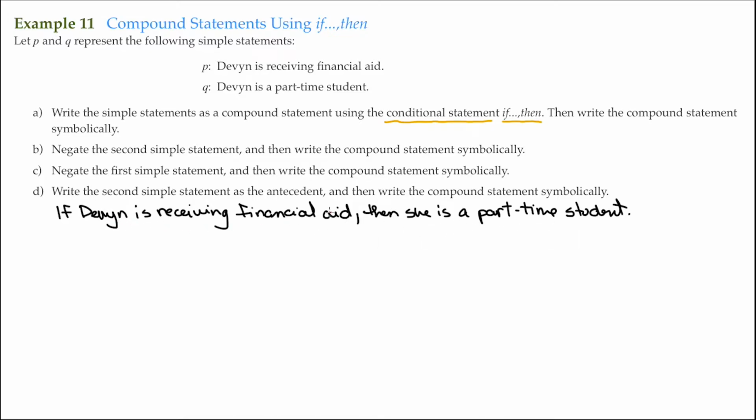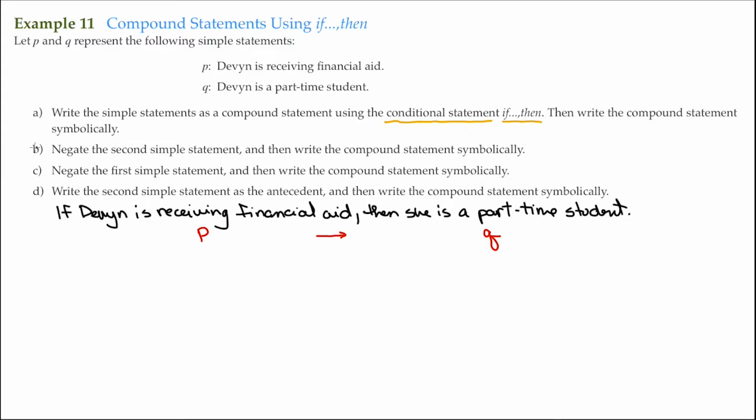So here is P, our first simple statement. Here's Q. And of course the connective, that's an if-then, that's represented by the arrow. And of course it's read as if P, then Q.